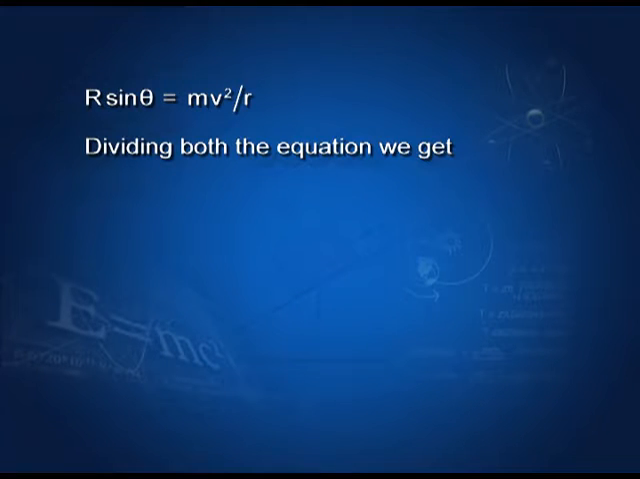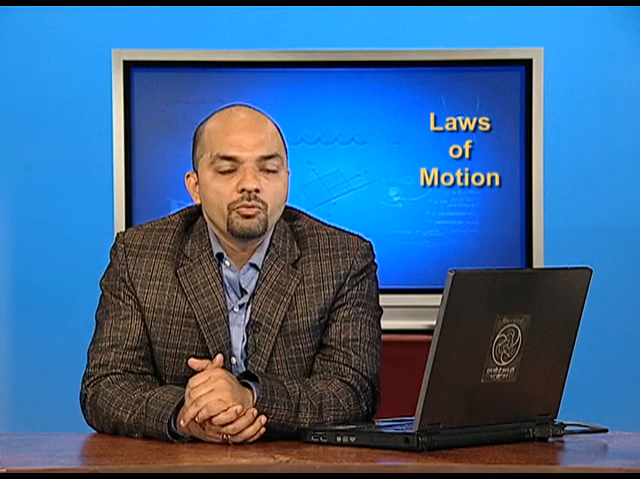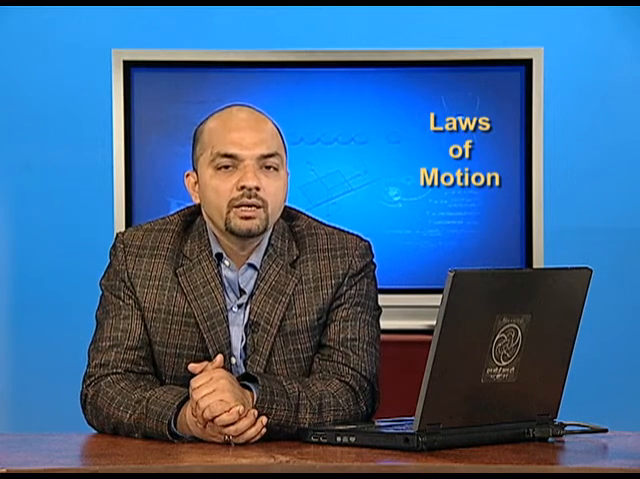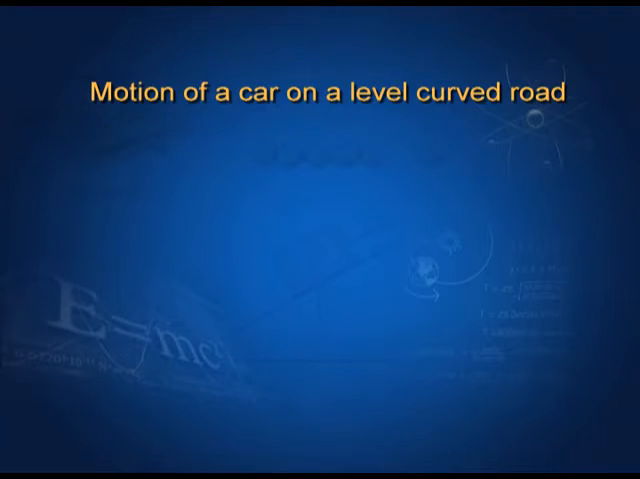Dividing both the equations, we get R sin theta upon R cos theta is equal to mv square upon r divided by mg. Cancelling R from the left hand side and m on the right hand side, we get tan theta on the left hand side equal to v square upon rg. Using this relation, we can calculate the angle theta at which a cyclist has to bend his body while taking a turn.